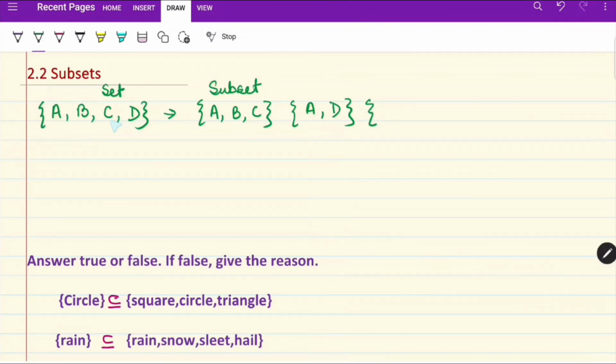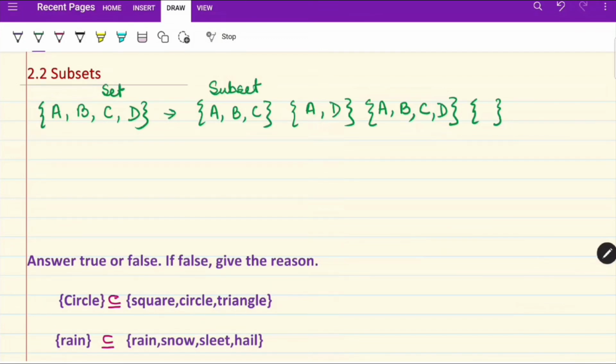Now, another thing is that the set itself is also its own subset. So when we create our list of subsets, we have to remember to list the set itself belonging to the list of subsets. All right, so A, B, C, D is also its own subset, and the null set is also a subset of any set for that matter. So we have to remember to list the null set as a subset of whatever set we are working with.